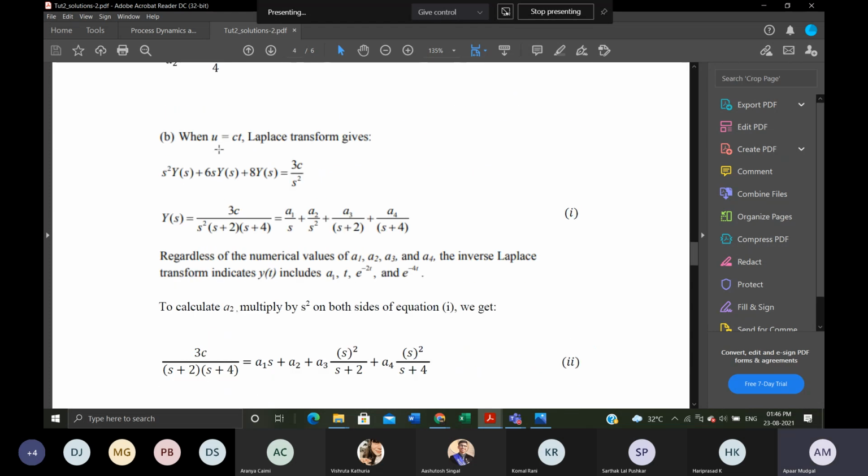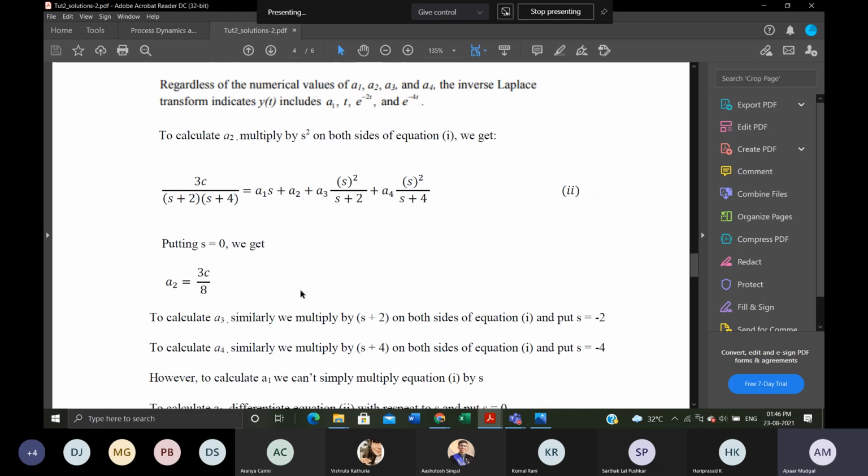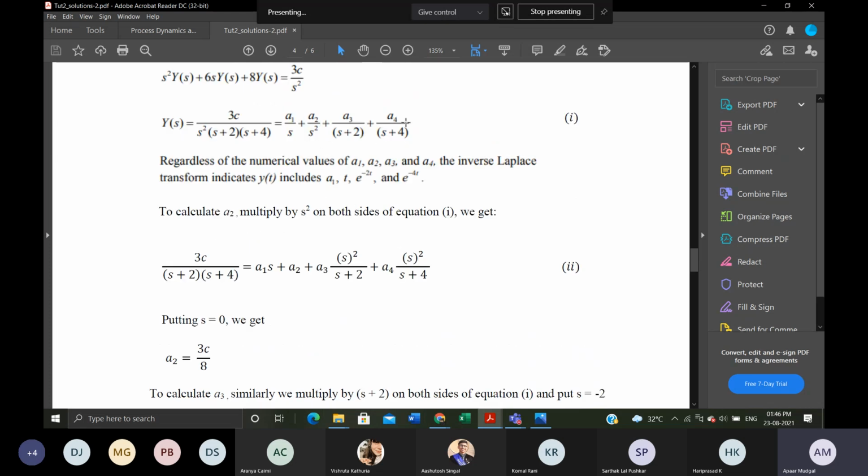Similarly, for the second part of the question where we put u equals to ct, we would again use the Laplace properties on both sides of this equation, and we get this equation. Regardless of what the values of a1, a2, a3 are, we would get t, e to the power minus 2t and e to the power minus 4t as our time equation for this problem. And similarly, we can find the values for a1, a2, a3, a4 by multiplying by s on both sides and putting s equals to 0, and similarly for s plus 2 and s plus 4.